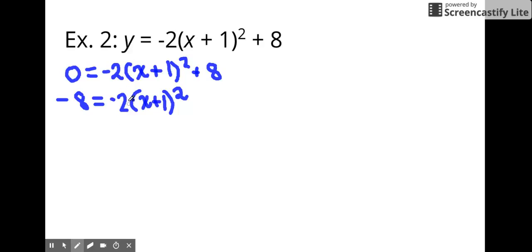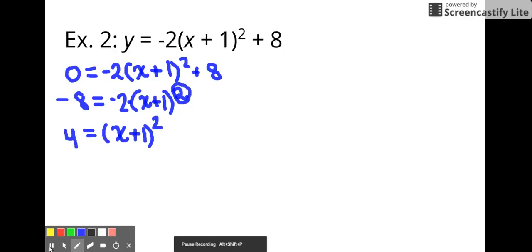so now I need to get the negative 2 to the other side of the equation, and I can do that by dividing because we have negative 2 times quantity x plus 1 squared. Note that a lot of people try to distribute the negative 2 into parentheses, but you can't do that because that stuff in parentheses is being squared. So you must divide by negative 2 on both sides. That leaves us with 4 is equal to quantity x plus 1 squared.